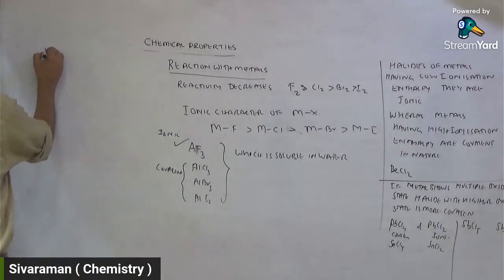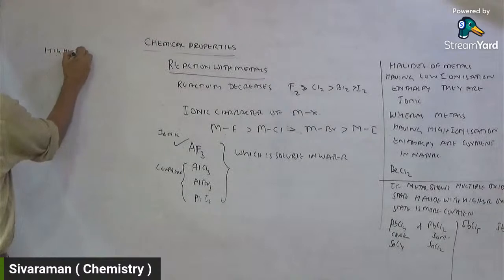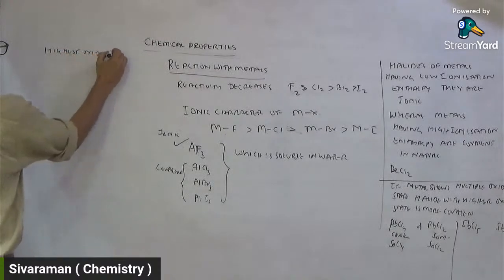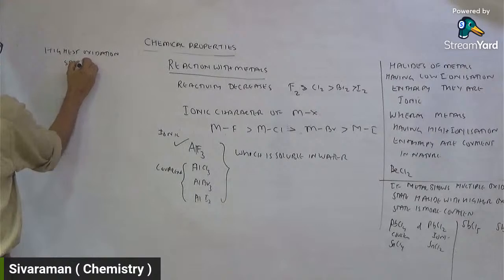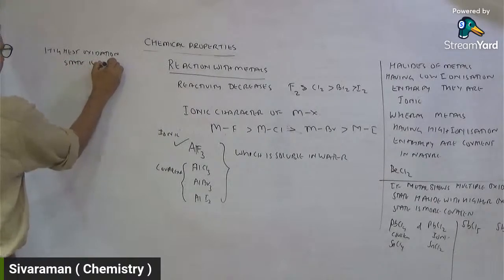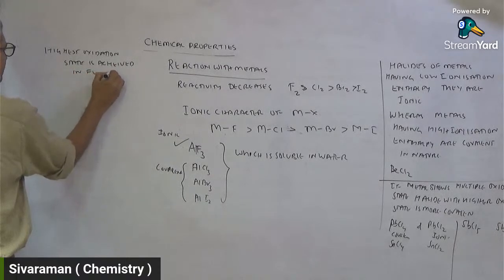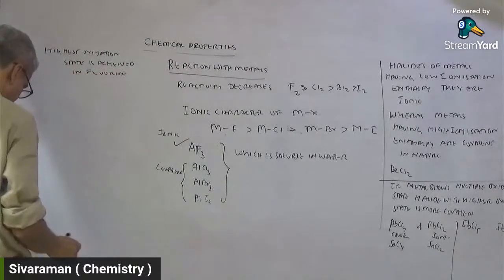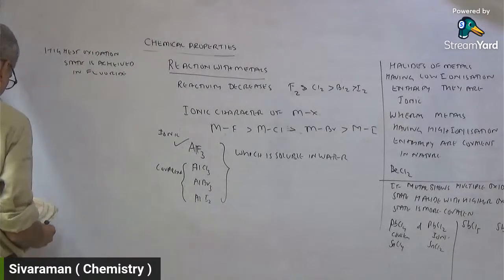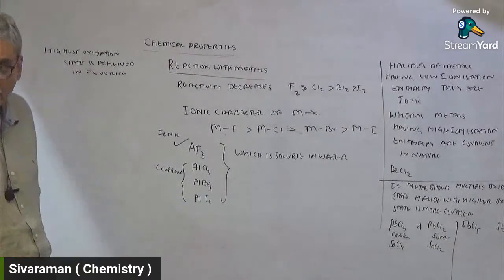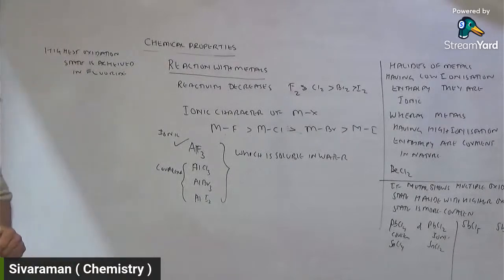The highest oxidation state is achieved in their fluoride compounds. Okay, so these are all the points that we have to take down. Take down this much and then we'll go to the next one, that is haloacids and their reactivity, stability and all that.